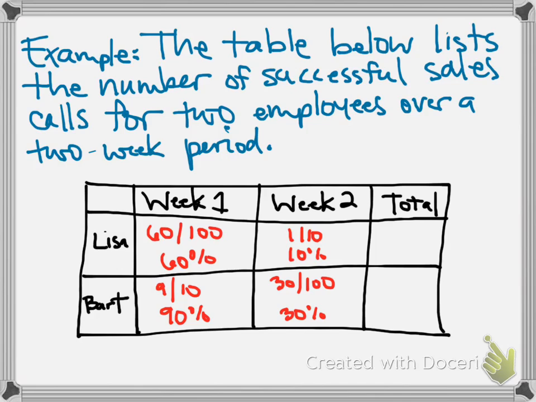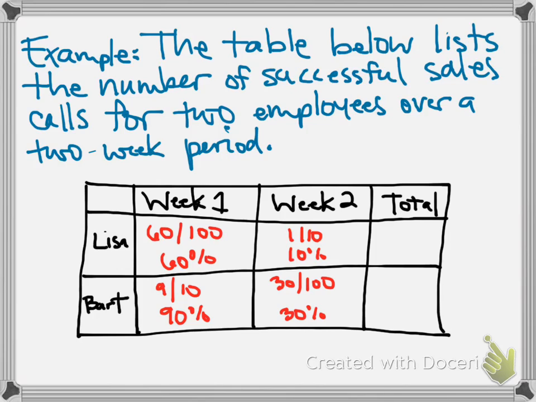Now what we need to do before we get much further here is we need to take a look at what their overall success rate would be. And you've probably already noticed that this table is actually a combination of both the marginal and the conditional distributions for our categorical variables, because we're taking a look at both the counts and the percentages for our variables. So let's fill in this total column.